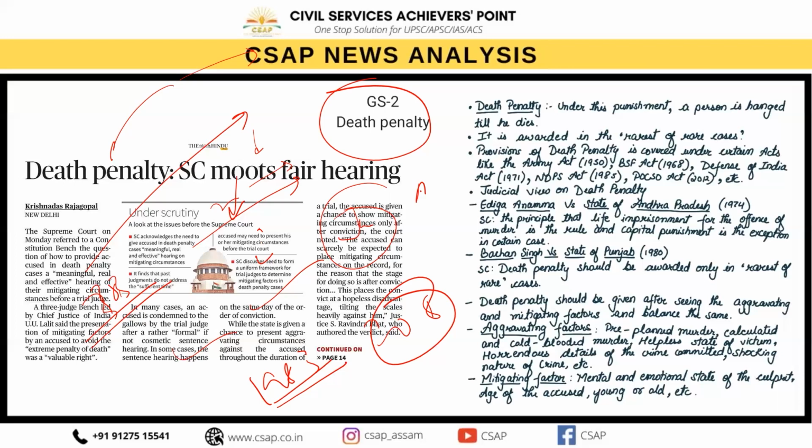So therefore the Supreme Court also directly moves here toward some fair hearings for the death penalty, because there are many issues with such executions: socio-economic factors, delayed execution. We can see that various law commissions today have recommended various provisions regarding the death penalty.